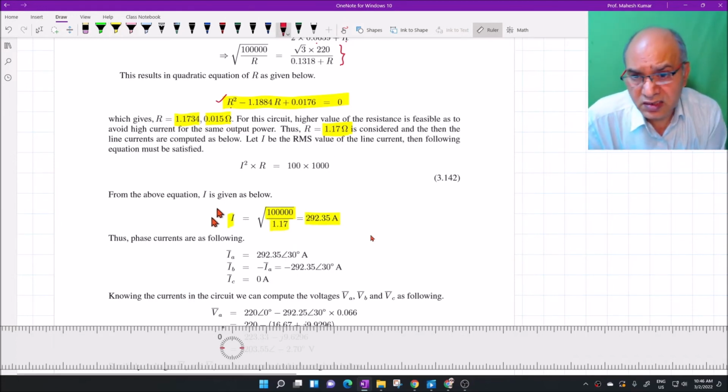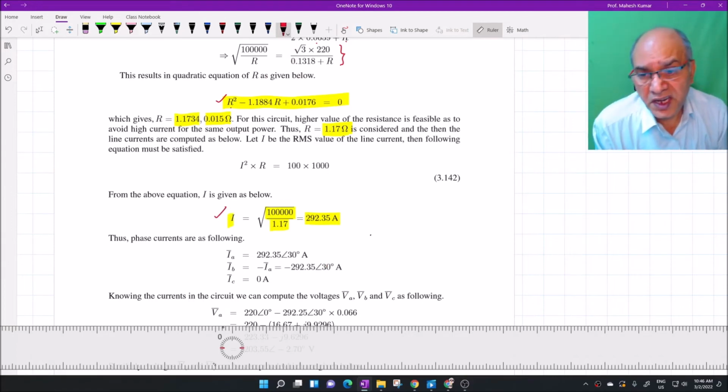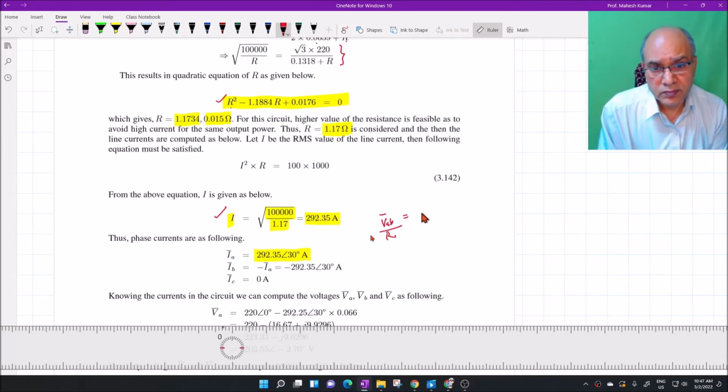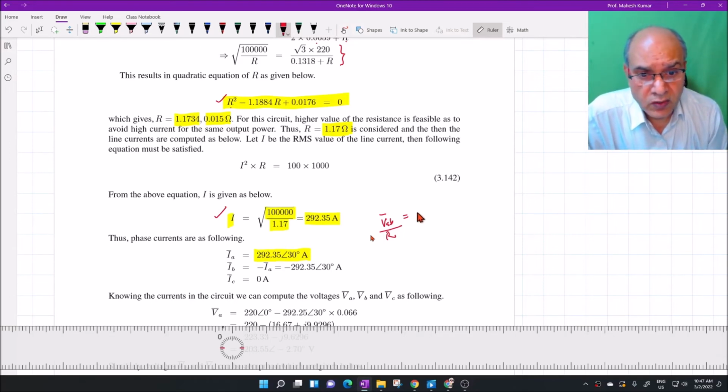So this is the current that will flow in phase A and phase B, because it is a three-phase unbalanced system. Now IA is therefore 292.35 angle 30, because IA will be VAB by R, and VAB will be shifted by 30 degrees. So this is the voltage which is coming out as I angle of 30 degrees. Okay, so this is IA, and IB is minus IA, and IC is 0.